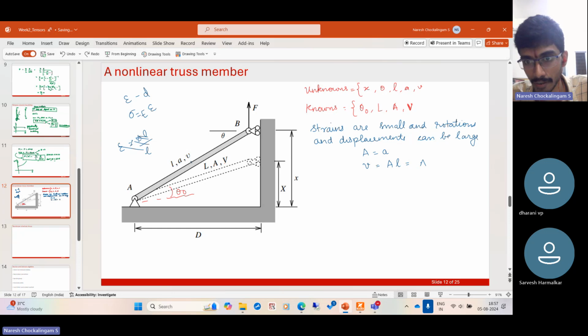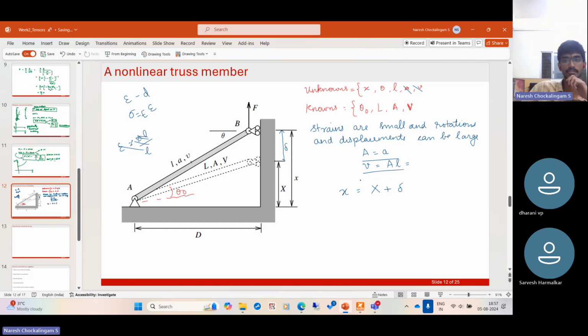Yeah, so once you assume the strains are small, this is also known. So you can strike off these two from the list of unknowns. So we only have x, theta, and L as unknowns. Now, instead of dealing with x, let us use this displacement as delta, right? So small x is equal to capital X plus delta.